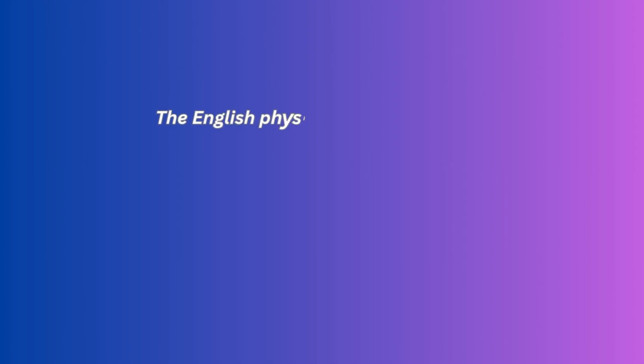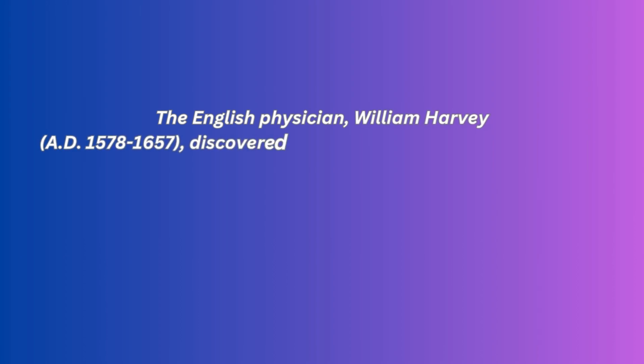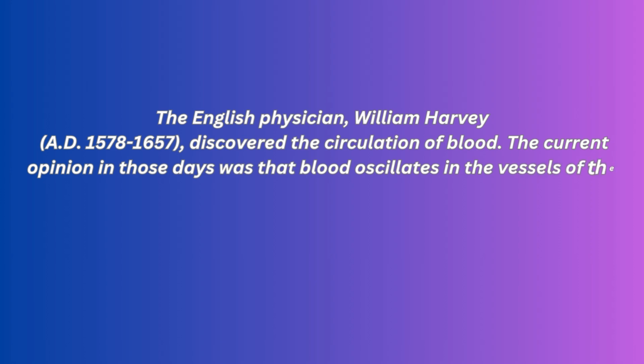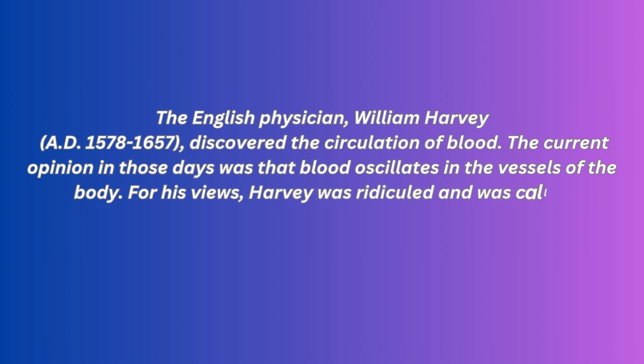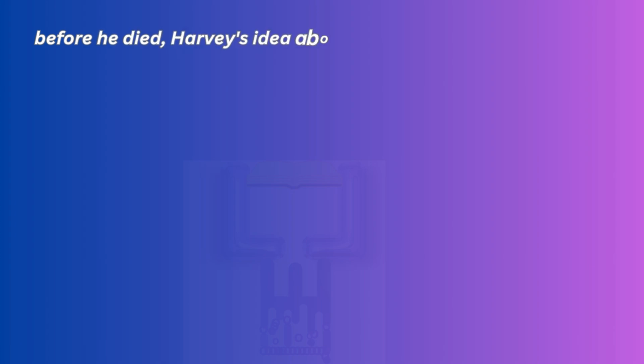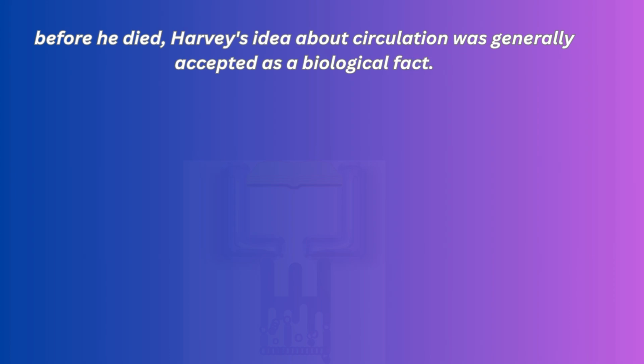The English physician William Harvey, A.D. 1578 to 1657, discovered the circulation of blood. The current opinion in those days was that blood oscillates in the vessels of the body. For his views, Harvey was ridiculed and was called a circulator. He lost most of his patients. However, before he died, Harvey's idea about circulation was generally accepted as a biological fact.